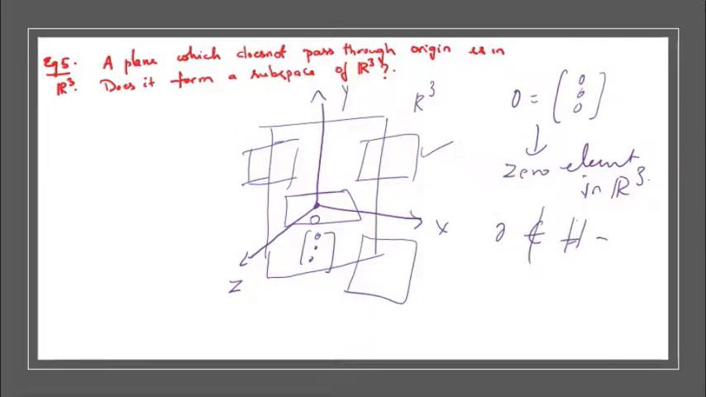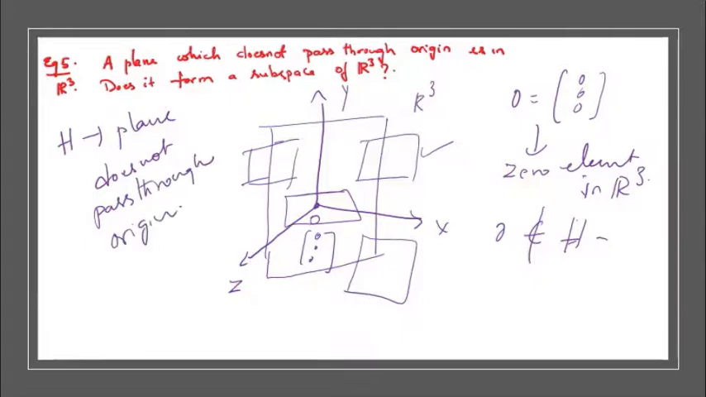What is H? It is a plane that does not pass through origin. Now 0 does not belong to H, then it cannot be a subspace because the 0 element in R3 must be there in H. Therefore, H is not a subspace of R3.